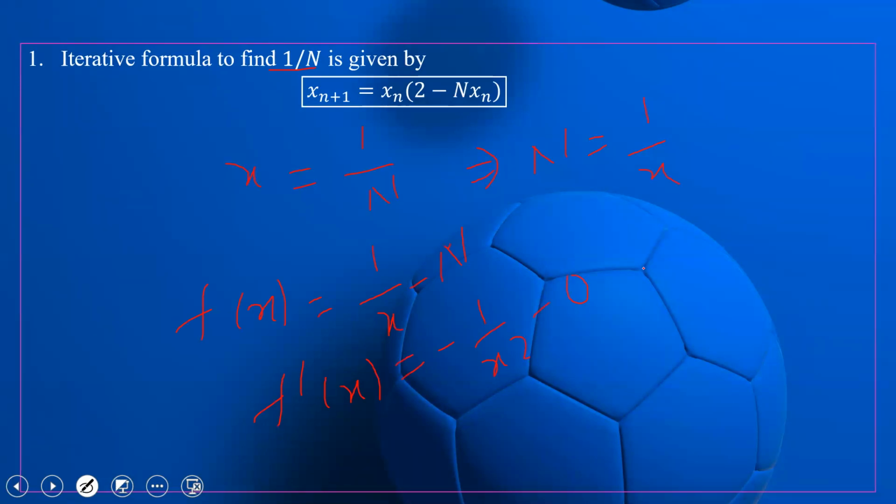And now, what is the Newton-Raphson method? xn plus 1 is equal to xn minus f of xn divided by f dash of xn. Here f of x is equal to 1 upon x minus n. Just look here. F of x is equal to 1 upon x minus n, and f dash of x is equal to minus 1 upon x square.